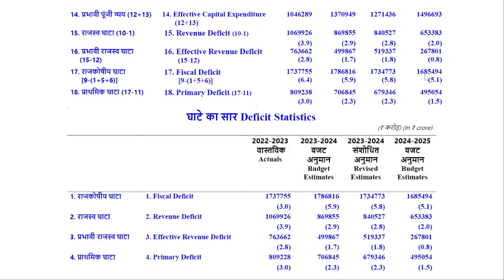That fiscal deficit is 16 lakh 85,000 494. Okay, remember the 16.85 lakh crores, which is a huge amount. That is the fiscal deficit. And the revenue deficit. Okay, fiscal deficit is total expenditure minus total revenue.